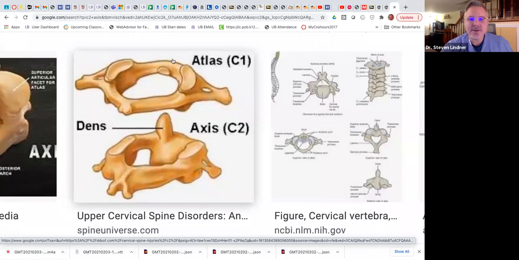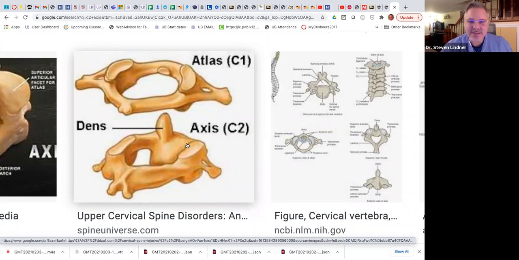Okay, so here is atlas, here's axis, here's C1, here's C2. Remember, atlas and axis are atypical vertebrae; they do not have the same parts as every other vertebra. You can see C2 has a bifid spinous process. C1 doesn't have any spinous process, and it doesn't have a vertebral body. It just has an anterior arch and a posterior arch. Here's your axis, C2. That's your odontoid process or dens that's going to go right through here.